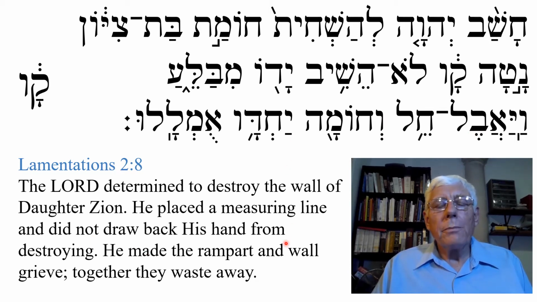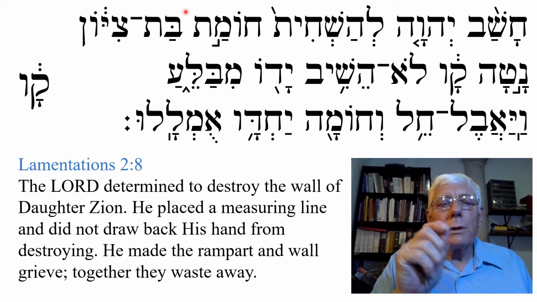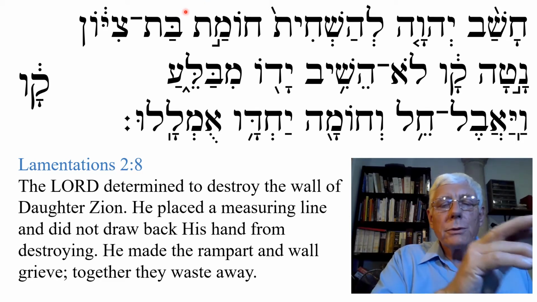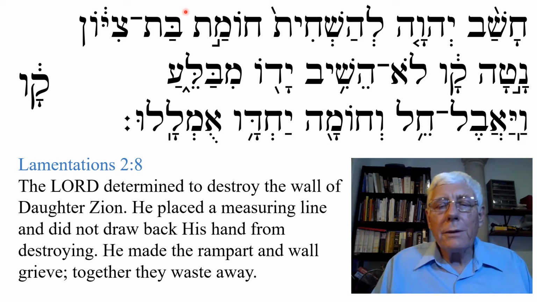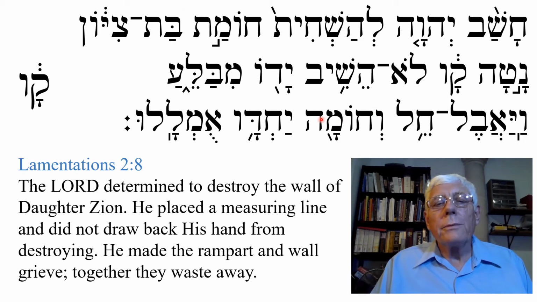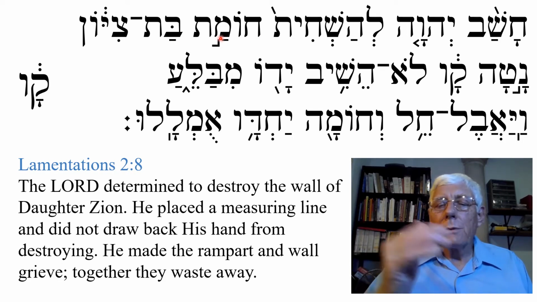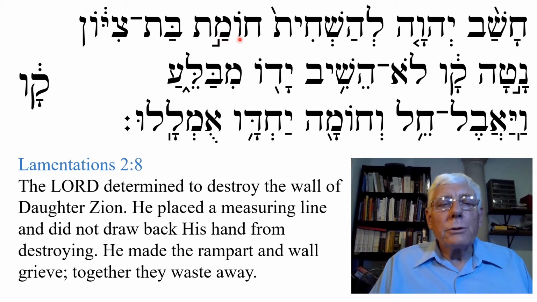Homa, that's the wall. Now if you take a quick look here: homa, wall, and homat. This is the construct form. In other words, it's a sequence form: the wall of the daughter of Zion. This is the wall, an absolute form, and this is a sequenced form, what they call a construct form. It sequences with something else.